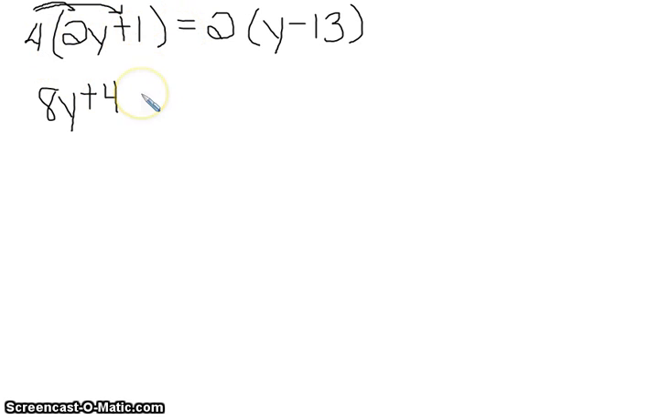Alright, we've taken care of the left-hand side, so we're going to write our equal sign and move on to the right-hand side. 2 times y gives us 2y. Remember, that's a 1 there in front of that y, so if you want to think of it as 2 times 1y, 2 times 1 is 2. So we have 2y there, and then we have our last one here, 2 times, and this is a negative 13, so be very careful. 2 times negative 13 gives us a negative 26.